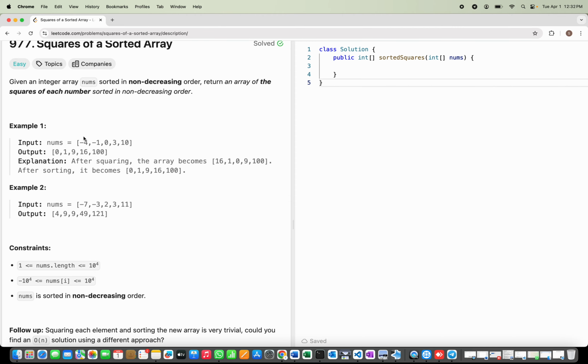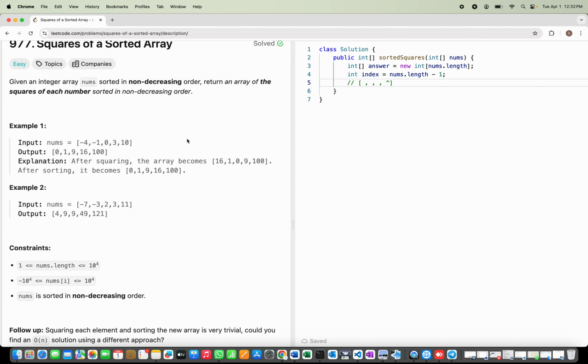We have a left pointer and then a right pointer, and then we can fill in in reverse order. We can have int answer equals new int nums dot length, right? Int index is nums dot length and so on. We can start at the end and start filling it, right? So we can start from here and then start filling it in descending order.